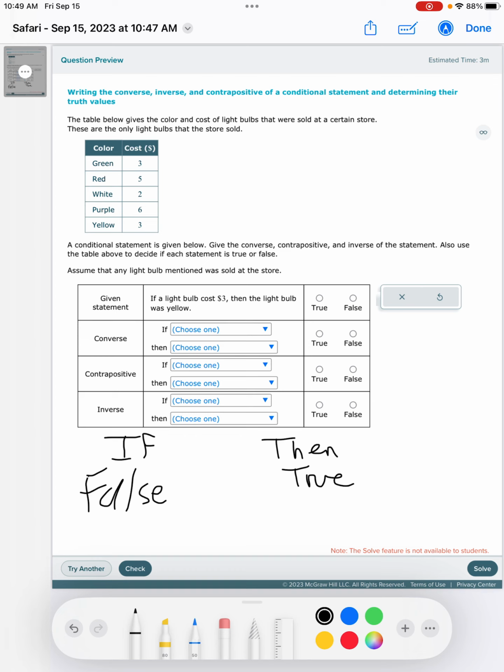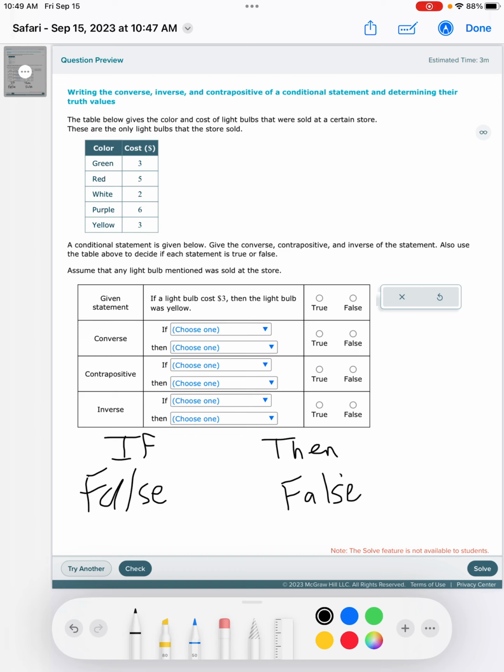Obviously, if both are false, that's not helpful because we still don't have the if. We still didn't meet the condition, and the second part still doesn't matter. So obviously we don't want both parts to be false.